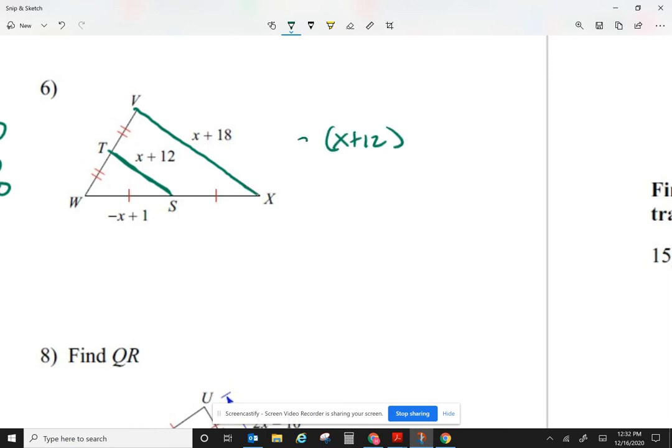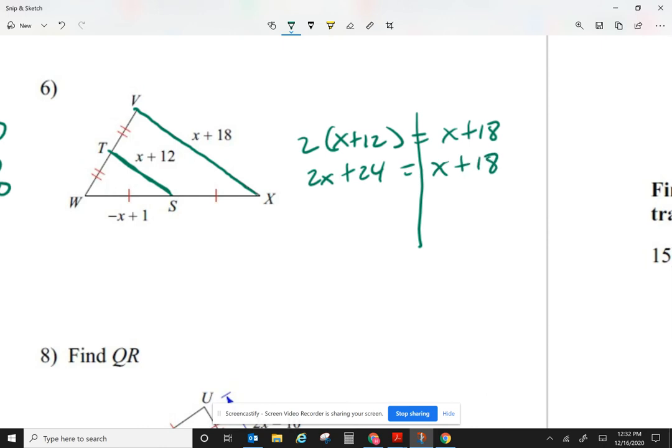I'm going to multiply everything by 2, right? The midsegment times 2 equals x plus 18. Let me separate them with the equal sign. The rest is just algebra. Let me distribute the 2. So I have that 2x plus 24 is equal to x plus 18.